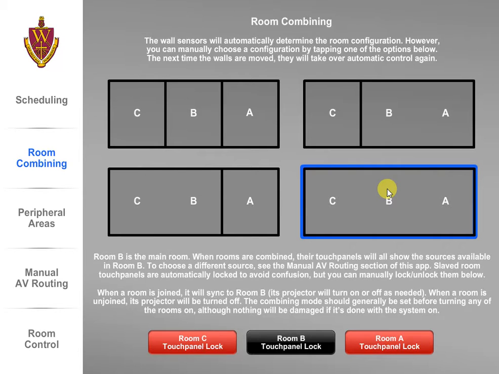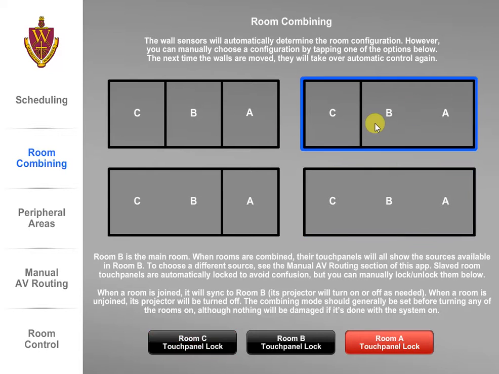Then when you unsync a room, when you unjoin a room, so if we go from this setting to this setting, we've just divided C off to be by itself now. It's going to turn the projector off. Now you do actually have a little bit of time if for some reason you're about to use room C as a standalone room. You can select a source in just room C, and it will route that source and leave the room on as opposed to turning the projector off. But if you don't assign any source in room C, then after a little bit it will turn off the projector.